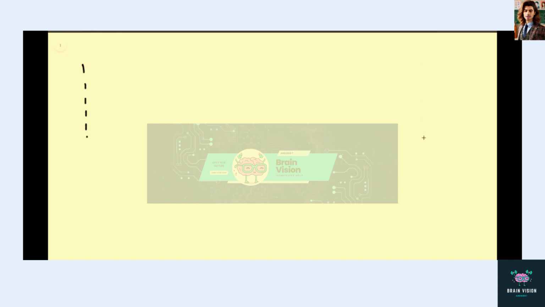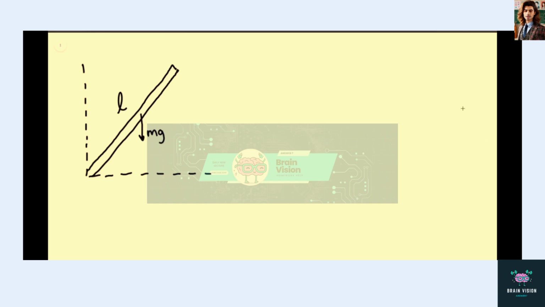Let's draw our axes. This would be the rod here. At the center of mass would be the force of gravity. The rod would have a length of L. Here would be the normal force. This would be the force of friction. And we can say that this is an angle phi.